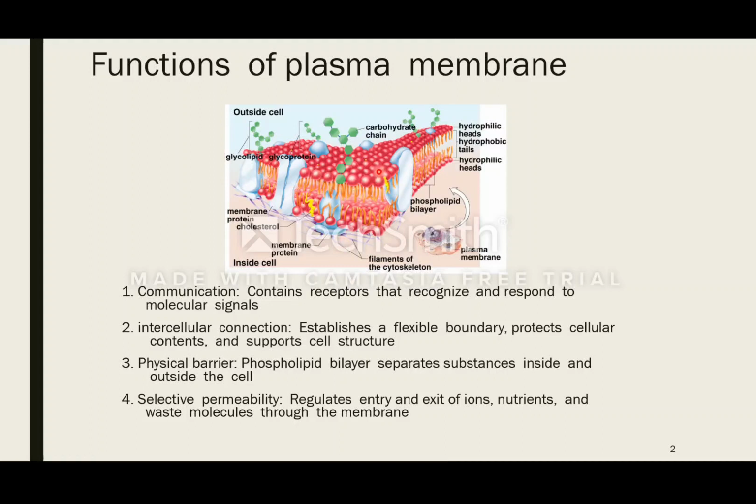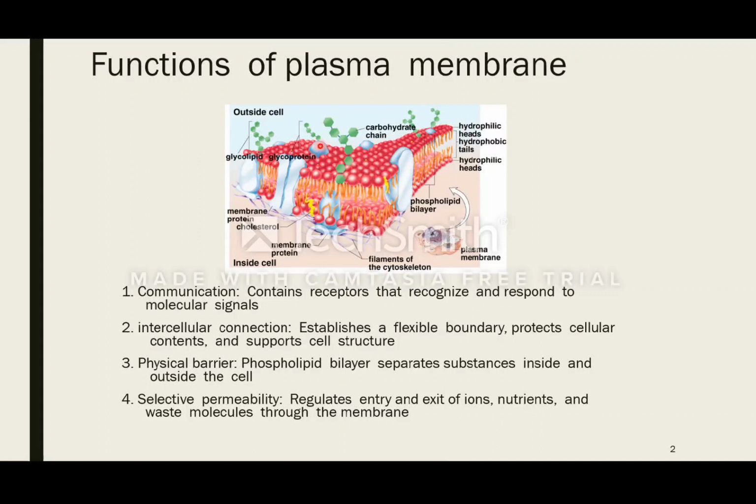The plasma membrane includes the phospholipid bilayer and some integral and peripheral proteins, and also cholesterol and carbohydrate, and with these components it has different functions. These functions include communication: on the outer side of the cell membrane there are some receptors that recognize and respond to signal molecules, which in the next part I will explain when I talk about cell signaling.